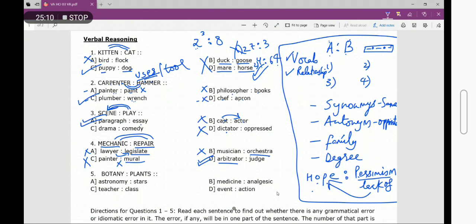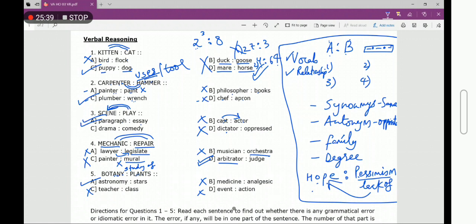Now botany, plants. What is the relationship? A lot of you are science students, so botany is the study of plants, correct? Isn't it? Botany is the study of plants. Similarly, is medicine the study of energy? No. Is event the study of action? No. Is teacher a class? No. Astronomy is the study of stars? Yes.